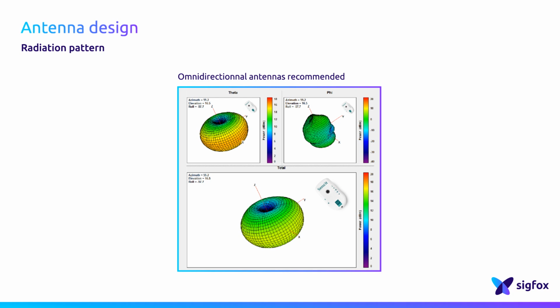All the base stations within range will detect the radio signal and demodulate it. To better benefit from the space diversity offered by the Sigfox network, omnidirectional antennas are highly recommended.